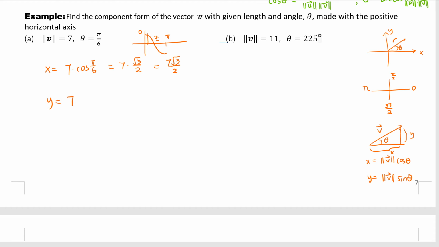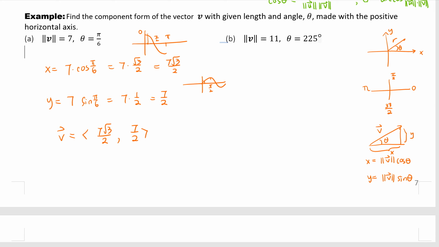And then the y is 7 sine pi over 6. What is the sine graph? The sine graph looks like this, right? This is pi over 2, and then pi over 6 is right here. So this is 7 times 1/2, so 7/2. So v has x coordinate 7 root 3 over 2, and y coordinate 7 over 2. For the special angle values, I hope all of you can remember them, okay?